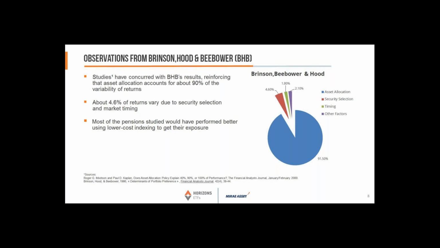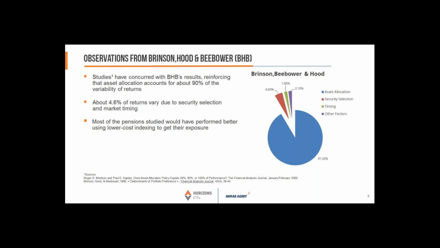In fact, this is probably one of the most cited studies in investments over the last 30 years. In 1986, a group of well-known financial academics came up with a study, and it's now called Brinson, Hood, and Beebower, or BHB, or BBH, however you want to refer to it. The idea here was to look at really what drives performance in a portfolio. And what these 3 academics found was that 91.5% of the variability of your returns comes from asset allocation.